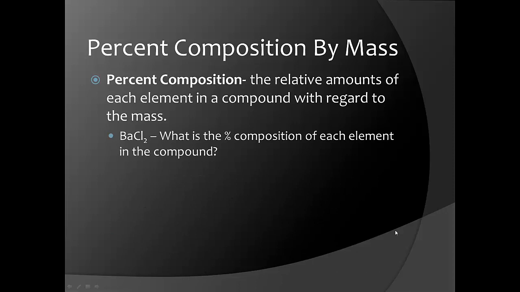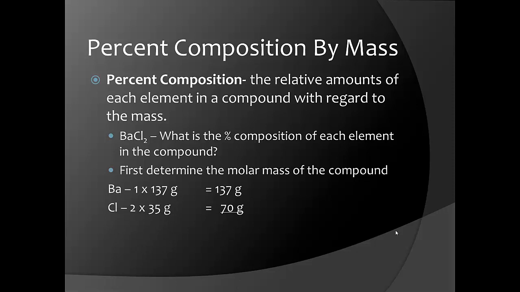So we're going to use this example. We're going to determine the percent composition of barium chloride, meaning the composition of each element found in barium chloride. That means we're going to have two percentages. The first thing we have to do is determine the whole number value, so the molar mass of the compound. You should be able to do this.